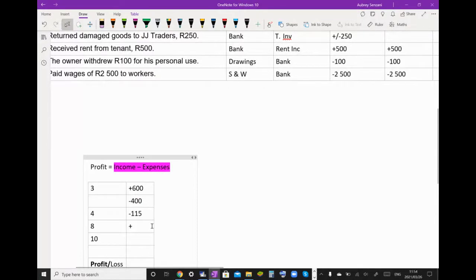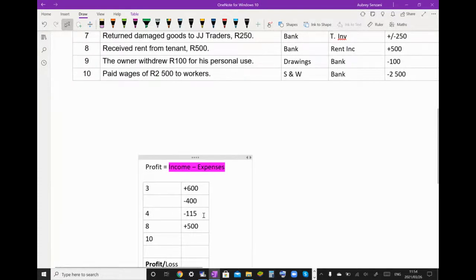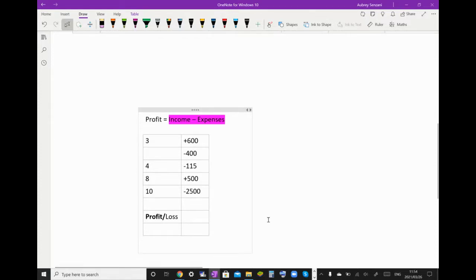500. Okay, on the 10th, what happened? We paid wages. Obviously that 100 Rand, we're ignoring it because it's drawings. On the 10th, we paid wages of 2,500. So we're obviously going to include that. So, do we have a profit or loss?